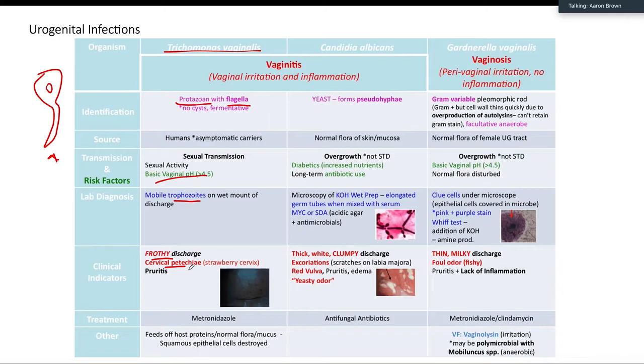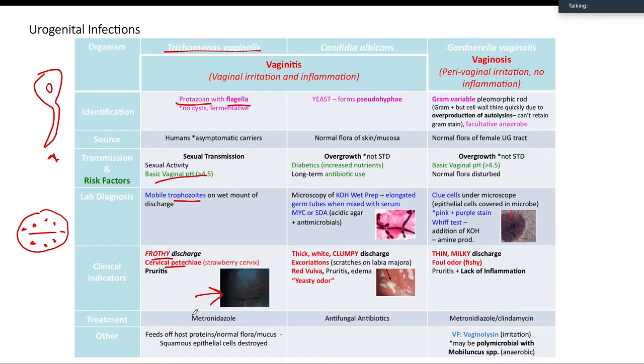This picture right here is absolutely horrible. I'm very sorry about that, but essentially what you're looking for is on your cervix, this is your cervix, you're going to see little tiny red spots, which are your petechiae, okay? And that is very typical for Trichomonas. That's something you should look for in the question stem. Not really typical of anything else. Treatment here is our metronidazole. Metronidazole is a very effective treatment for it. Okay.